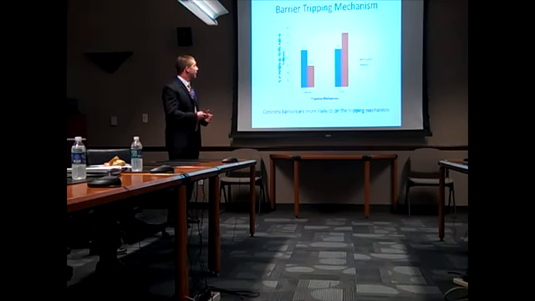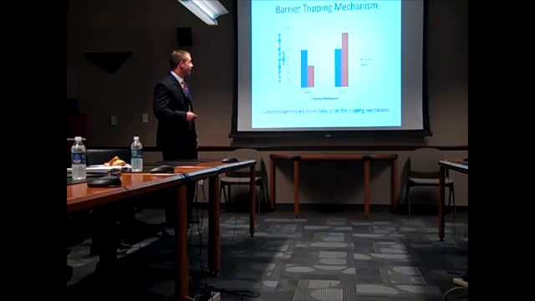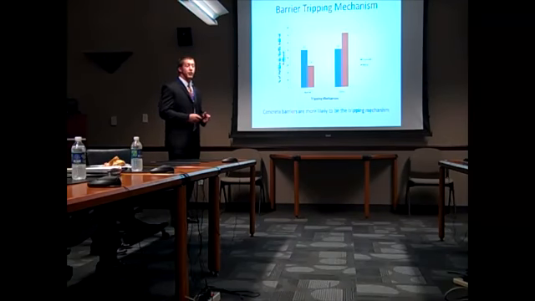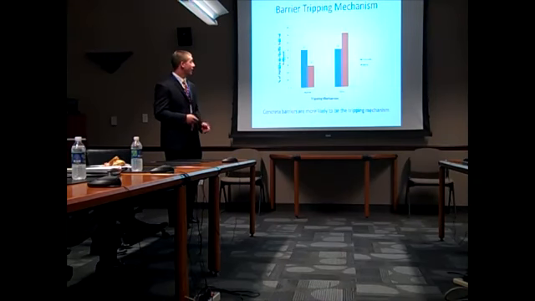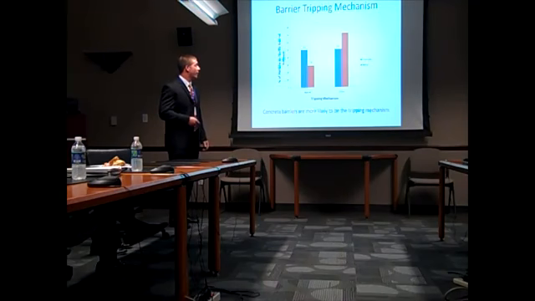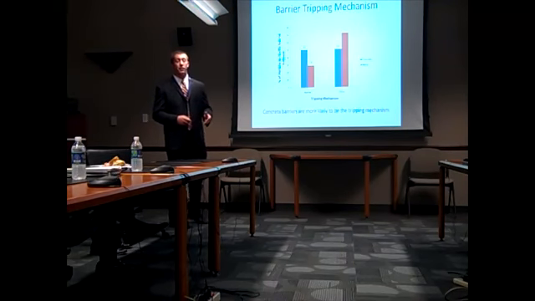So here's a layout of the barrier tripping mechanism, and what the tripping mechanism is when a vehicle rolls. As you can see here, for concrete barriers, it's equally as likely for the barrier to be the tripping mechanism or something else to be the tripping mechanism. And for metal barriers, it's much more likely that something else causes the vehicle to roll rather than the barrier.